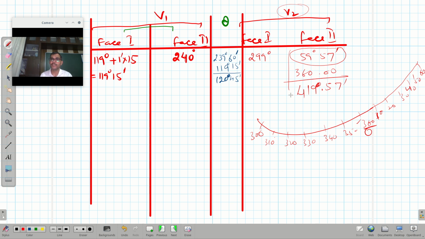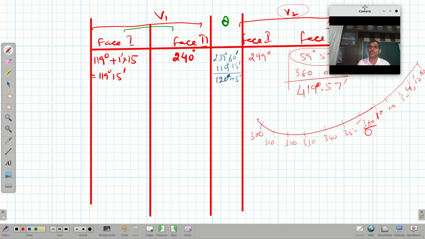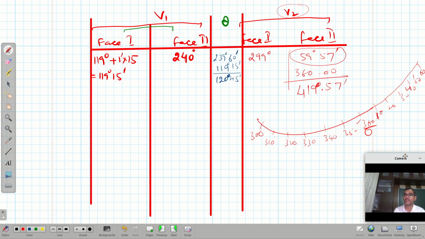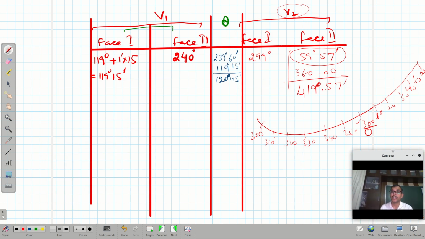So that means we have to ensure how the values are moving. We have to see the pattern, how things are changing on the scale, whether 360 is crossed during my measurement or not. When 360 is crossed, that means I have to add the 360 to that particular value, and then I can estimate the actual angle.